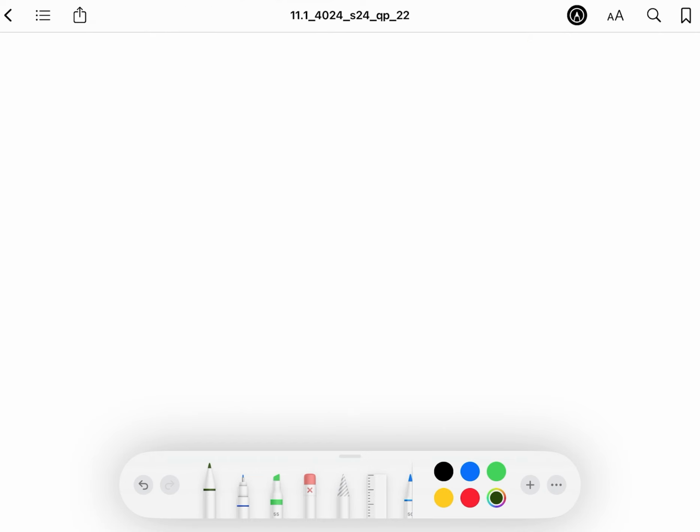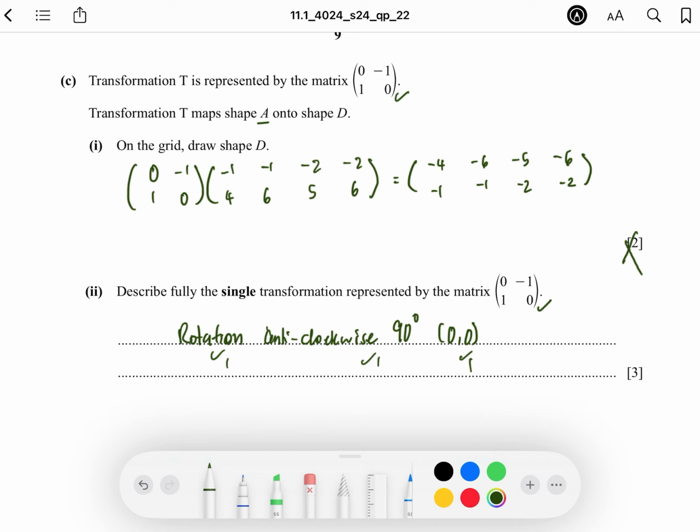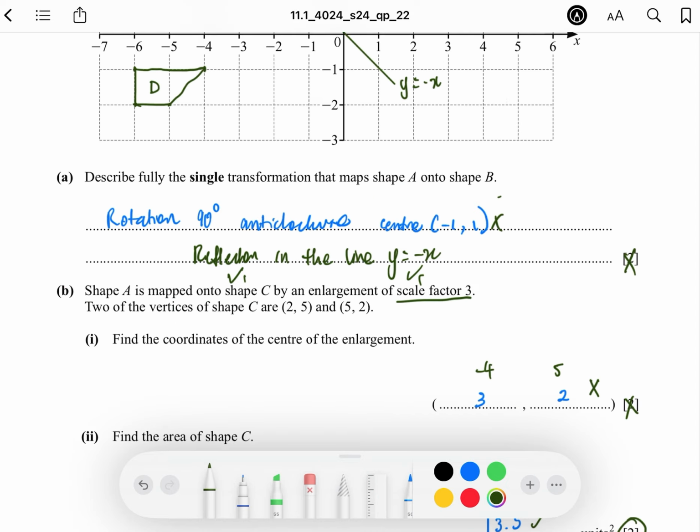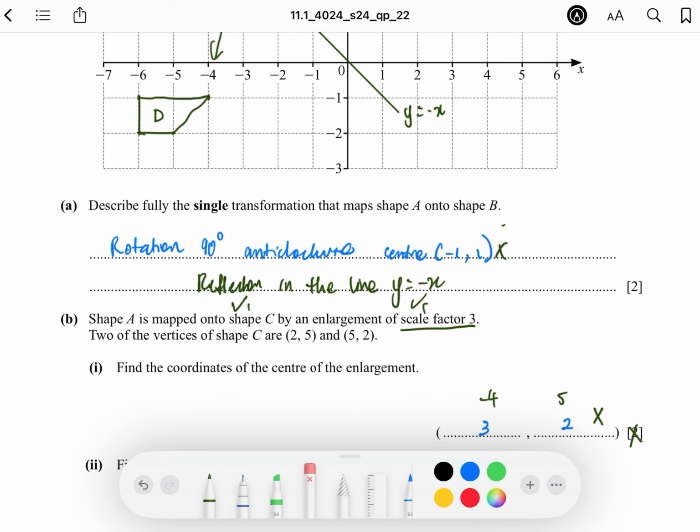So remember, if the question for transformation asks you to describe and it's 3 marks, there are 2 options: either it's rotation or it's enlargement. If the description is 2 marks, that would be either translation or reflection.